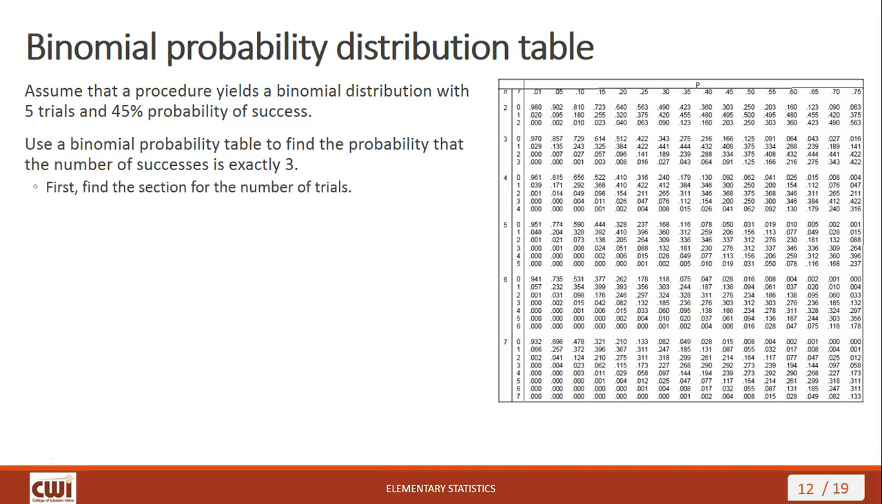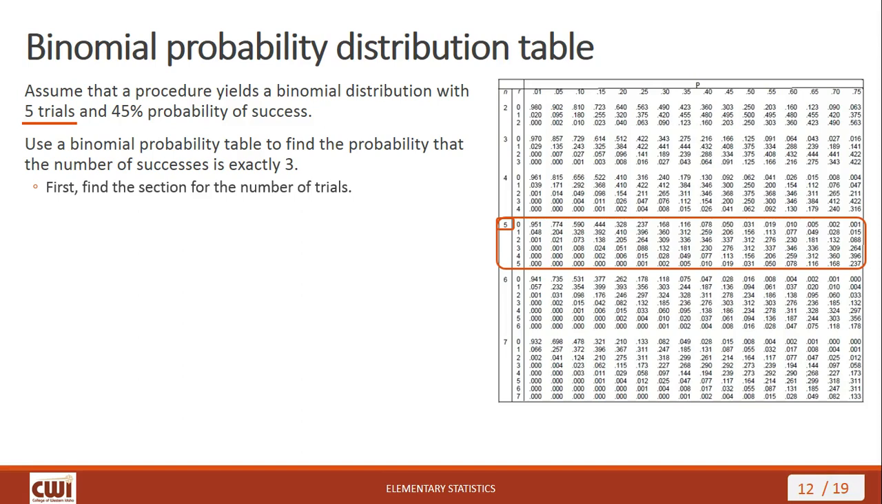So the first thing we want to do is find the section in our table that corresponds with the number of trials. So, how many trials do we have in this particular problem statement? Well, I hope you said 5, because that's what we see here in the problem statement. We have 5 trials. So now we're going to go to our table, and out there on the far left, in the column labeled N, we're going to look for the number 5. And we see that number here. So that means that this portion of the table is going to be our area of interest.